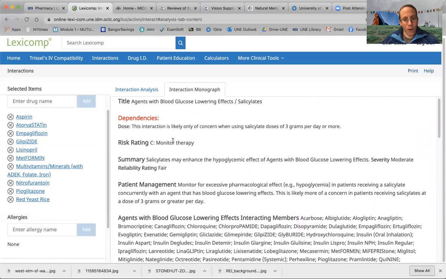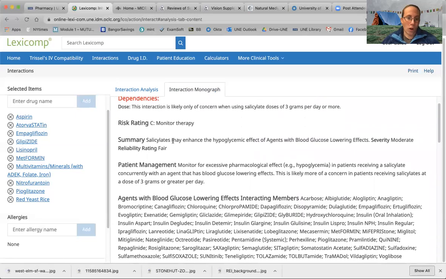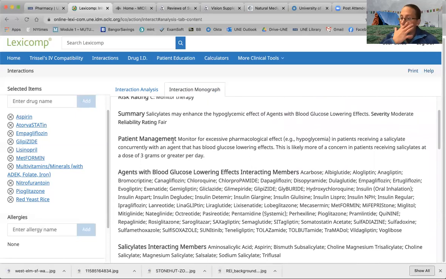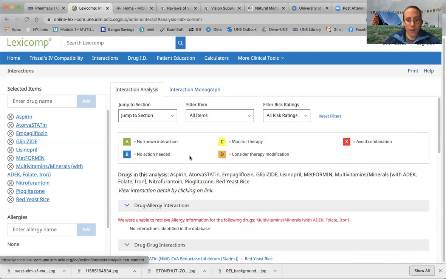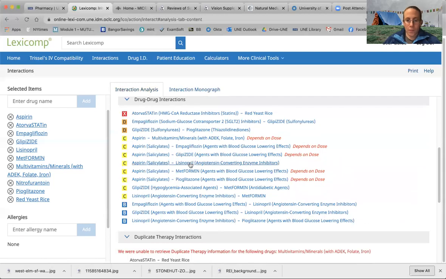I'm a little curious because empagliflozin is a new drug and I don't know it as well as I know other meds. So sometimes when these happen, just for my own education, I'll read through and see what's going on. And it's salicylates causing hypoglycemia with an agent that lowers blood glucose. So it's a hypoglycemia risk. And again, it's at 3 grams. So I'm not particularly concerned about it. I was just reading to better understand what's going on.